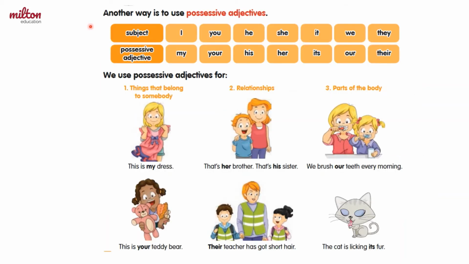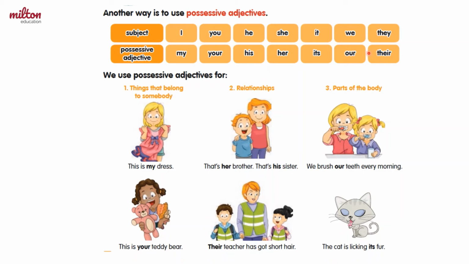Another way to answer a question with whose is to use a possessive adjective. And these possessive adjectives change based on the subject of the sentence. So if I'm talking about myself with I, I'm going to use the possessive adjective my. If I'm talking to someone else and saying you, it's your. For he, it's his. For she, it's her. For it, we use its. For we, we use our. And for they, we use their.